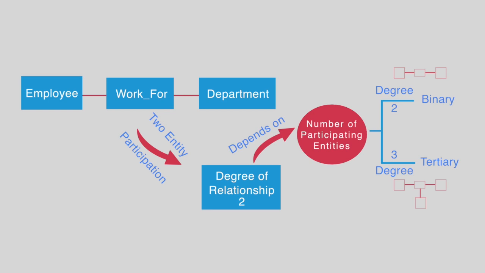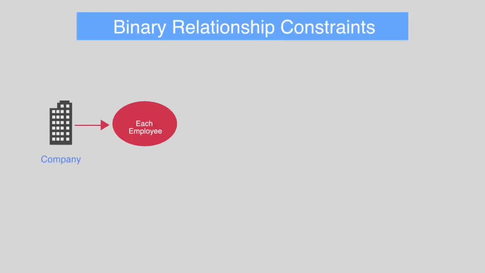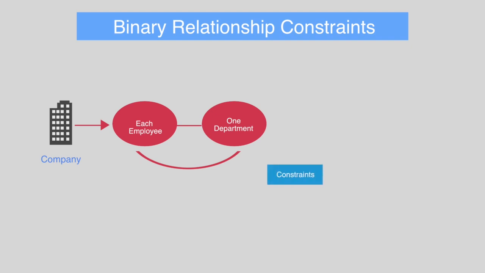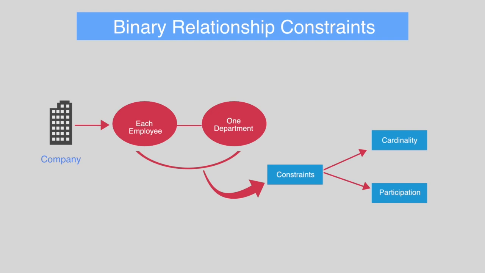In this video, we have discussed some basic concepts in the designing of database systems. If a company has a rule that each employee must work for exactly one department, then for such rules we need to define constraints. There are 2 types of binary relationship constraints: cardinality ratio and participation constraint.